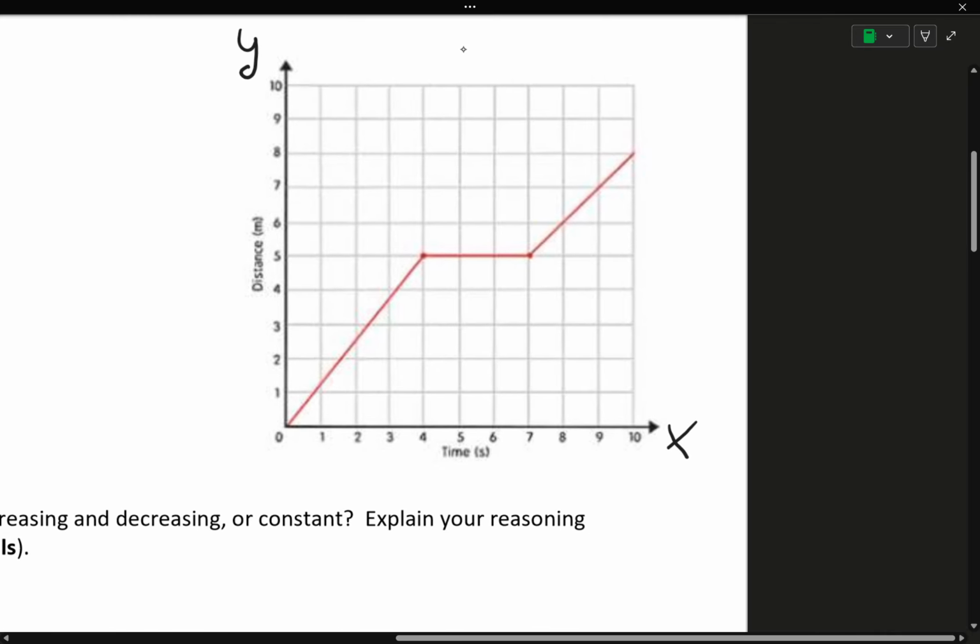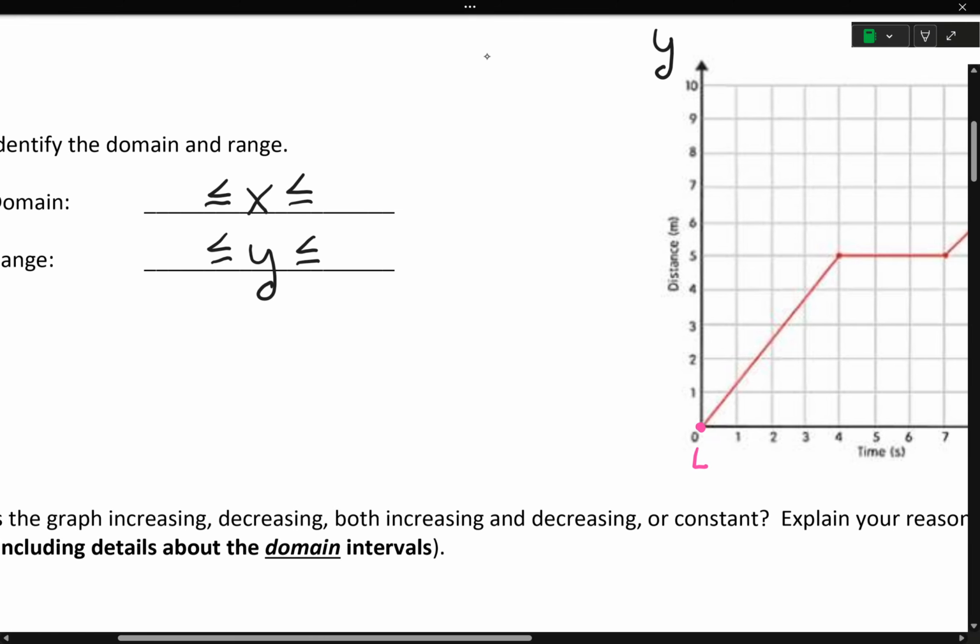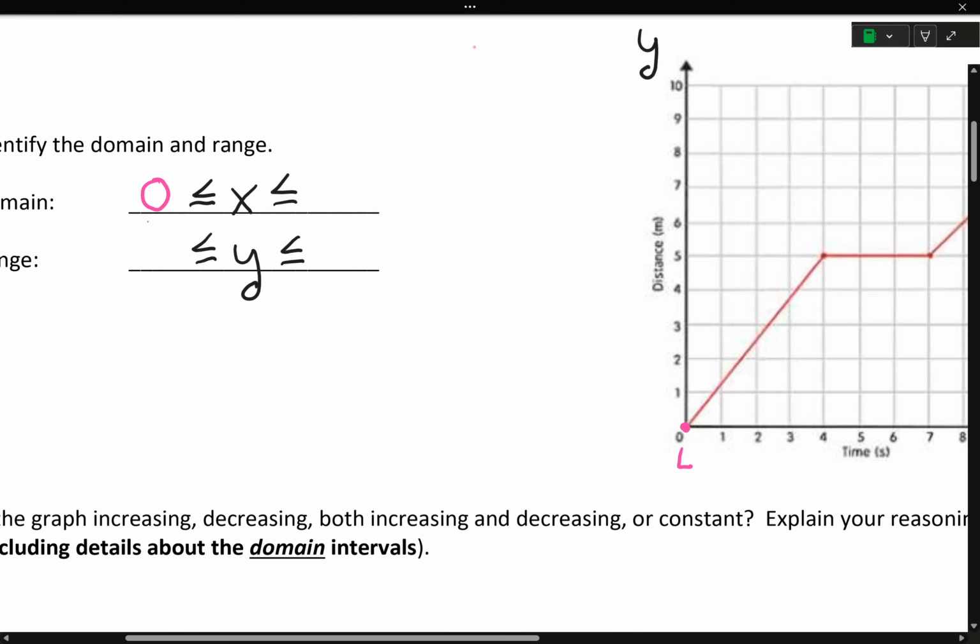There we go. The left side of my graph is right here. It happens to be at 0. The right side of my graph is right there, and that ends at 10. Let's write that in. For our domain, we start at 0 on the left and end at 10 on the right.